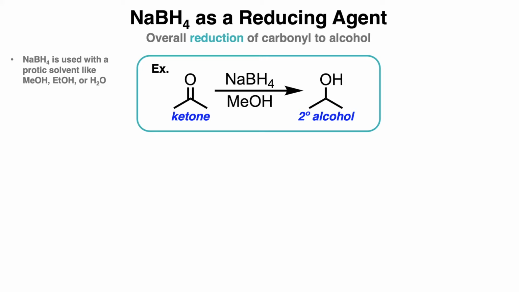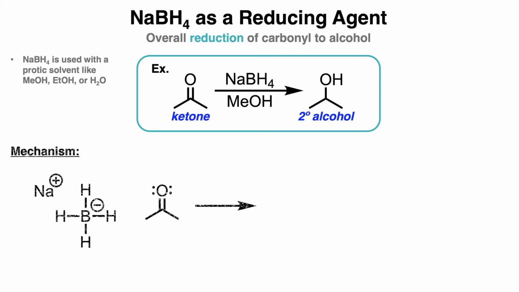Sodium borohydride, or NaBH4, is a mild reducing agent that is often used with a protic solvent like methanol, ethanol, or even water. In this reaction, we're going to convert a ketone with NaBH4 in methanol to a secondary alcohol.